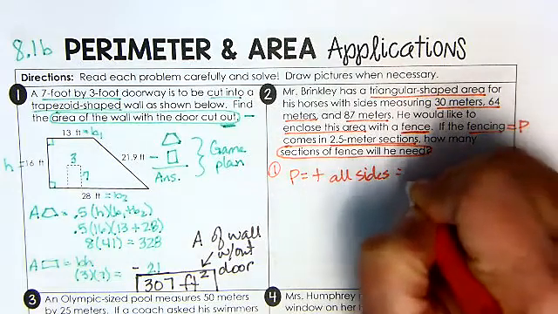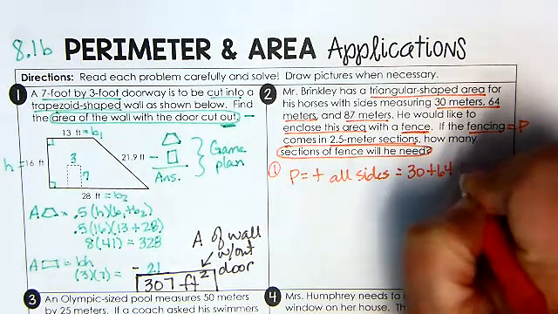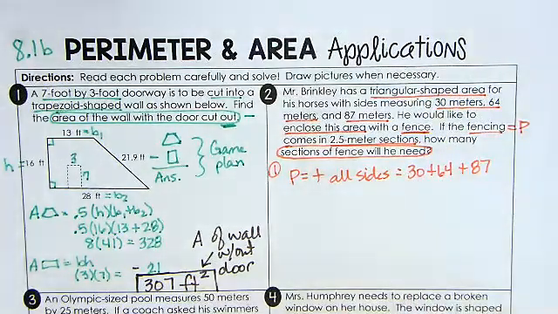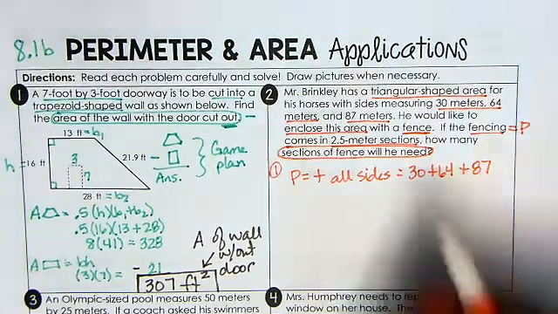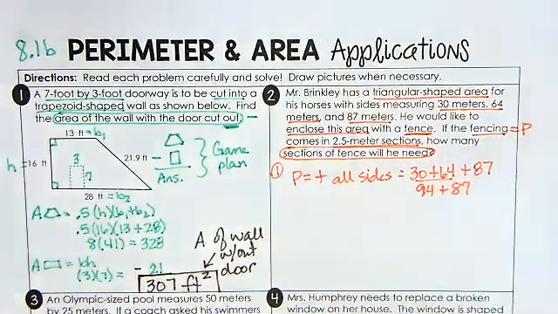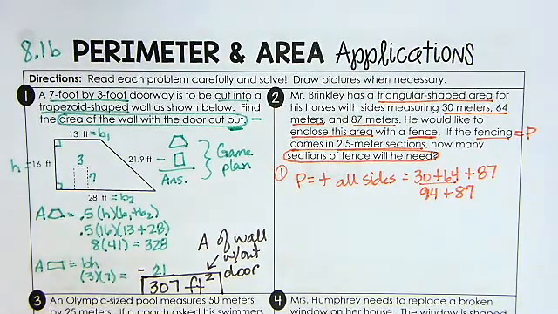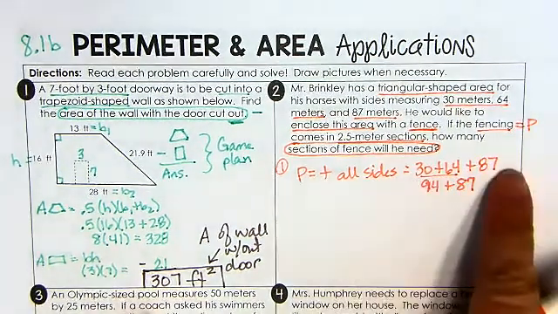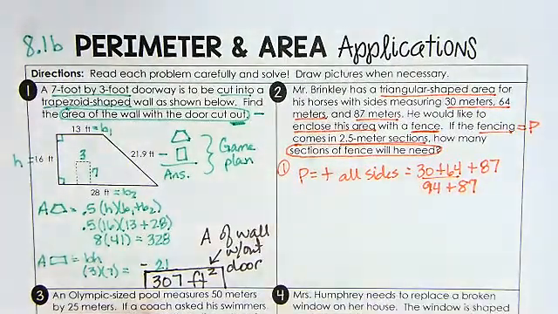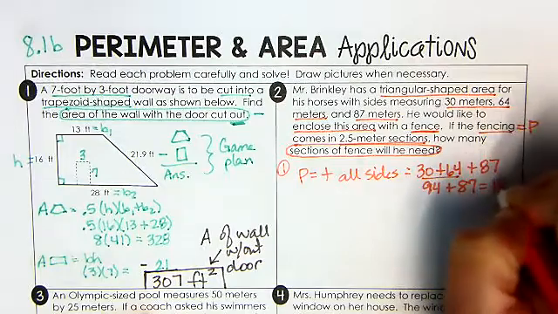So that's going to be 30 plus 64 plus 87. Okay, so we're going to do the 30 plus 64, so that's going to give me 94 plus 87. I know that our calculator can punch all 3 in there, but your brain can't. So therefore, you work the problem as if you weren't using the calculator. Your brain cannot add all three numbers together. You just punch it in one step at a time. Be thankful that you get to use the calculator. So our perimeter is 181.